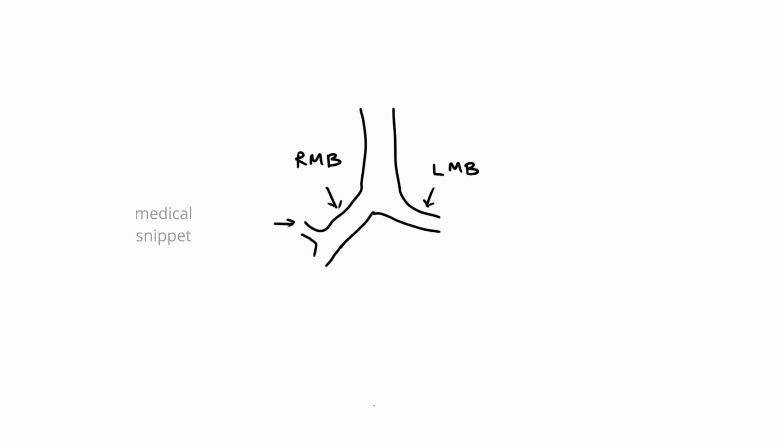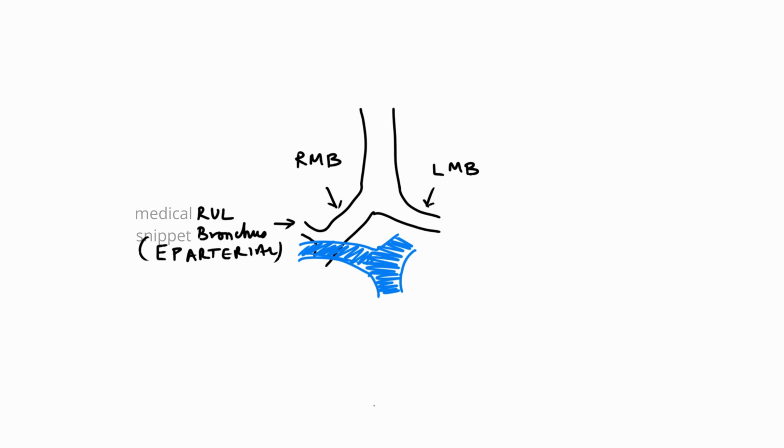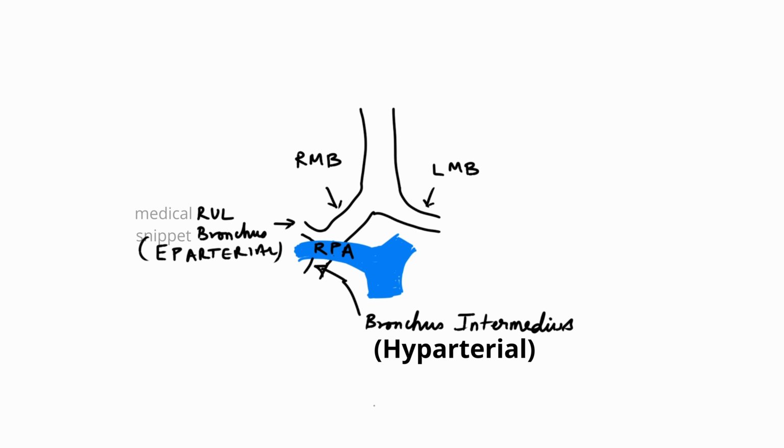The right main bronchus first gives rise to the upper lobe bronchus, also called eparterial bronchus, as it lies above the right pulmonary artery. The right main bronchus after the upper lobe bronchus is called bronchus intermedius or the hyparterial bronchus, as it lies below the right pulmonary artery. The bronchus intermedius then divides into the middle and lower lobe bronchus.